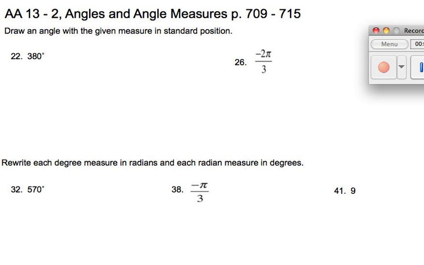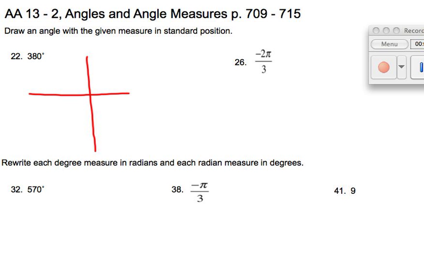Which is angle measures and angles. The first two problems are asking us to draw angles in standard position. Standard position means that the terminal side is rotating around while the initial side stays on the positive x-axis.